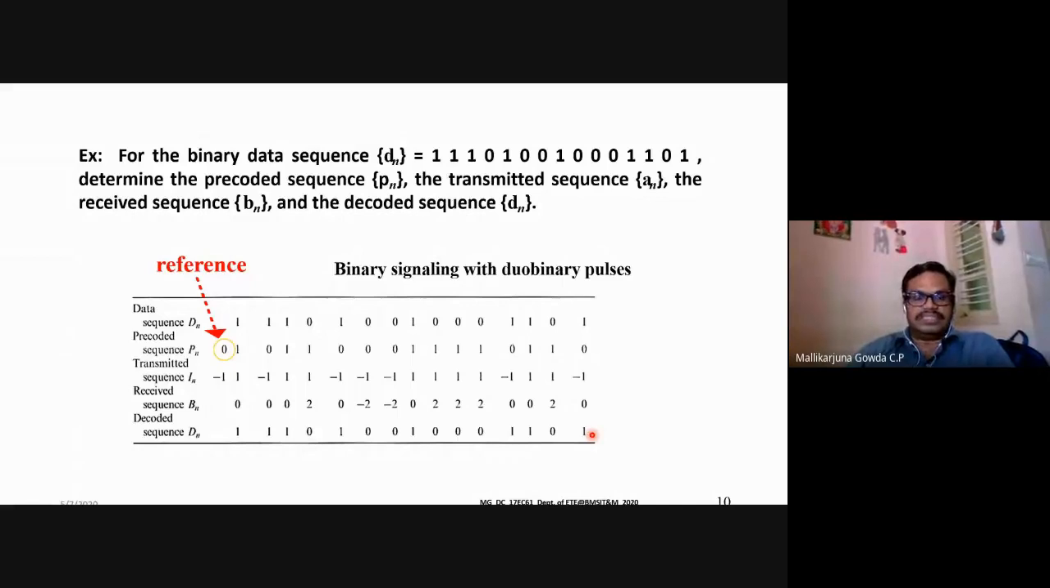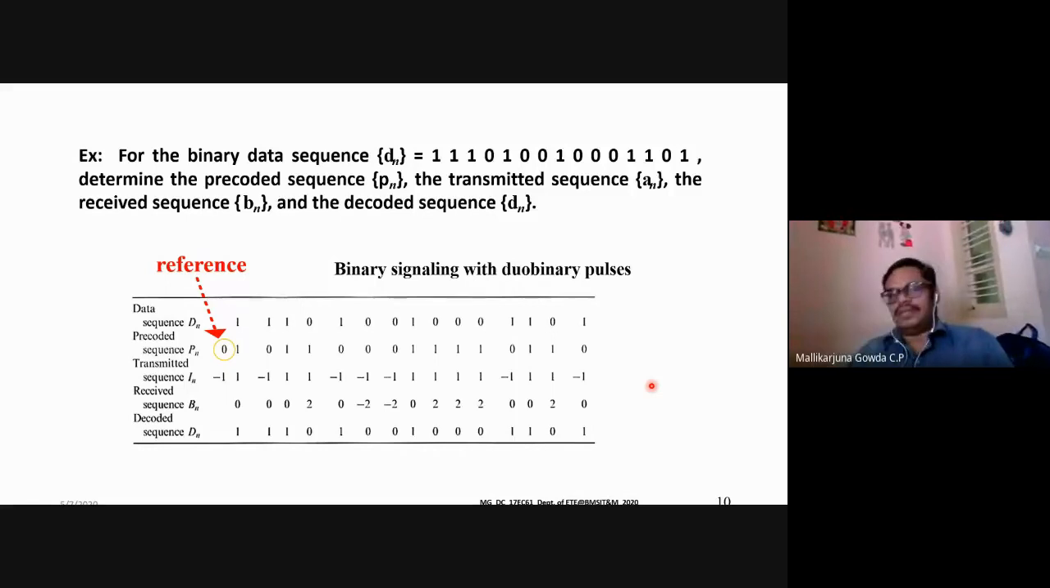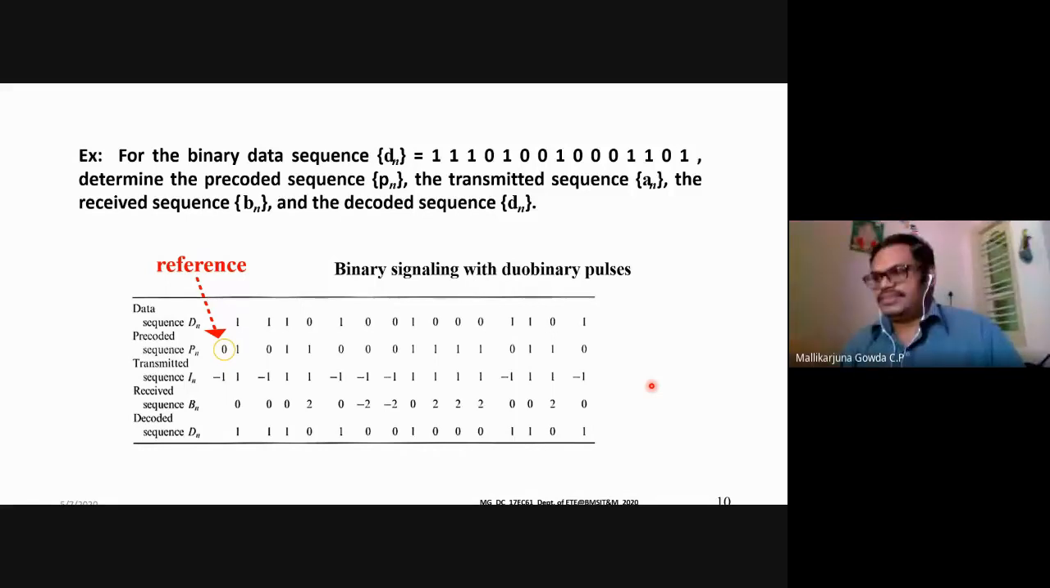If I just say those equations earlier, you may be feeling, what are all these things, right? But if I consider this example and apply those formulas to find the pre-coded sequence, the transmitted sequence, the received sequence, and the decoded sequence, it is very easy. This is by considering binary signaling.